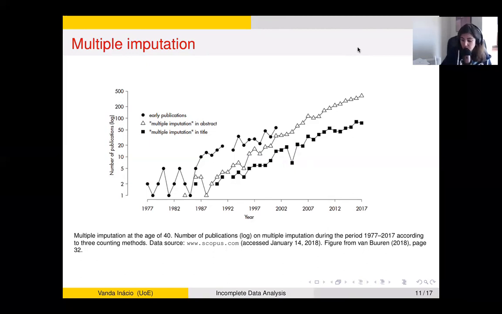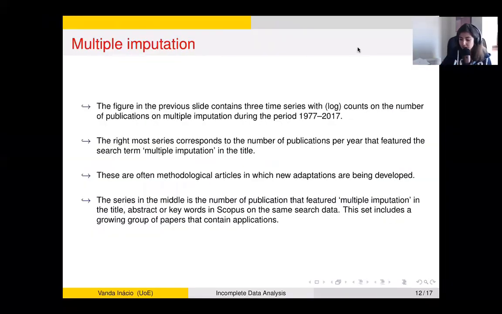We can notice that in this middle series we have the number of publications on the log scale, and we see an almost linear trend. This means that on the original scale, this is an exponential growth in the number of publications about multiple imputation. So the message here is that multiple imputation is still a very active area of research, and at the same time, it's used by practitioners, so it's not a dead field.